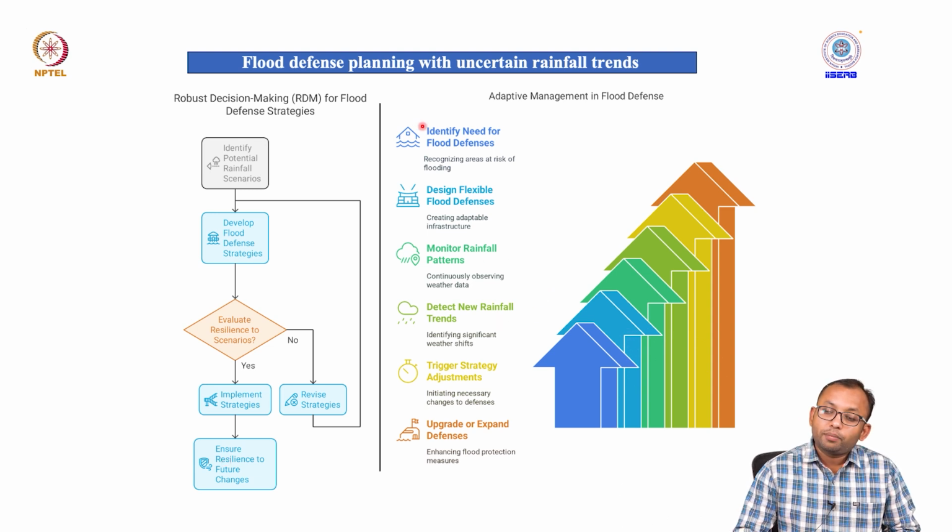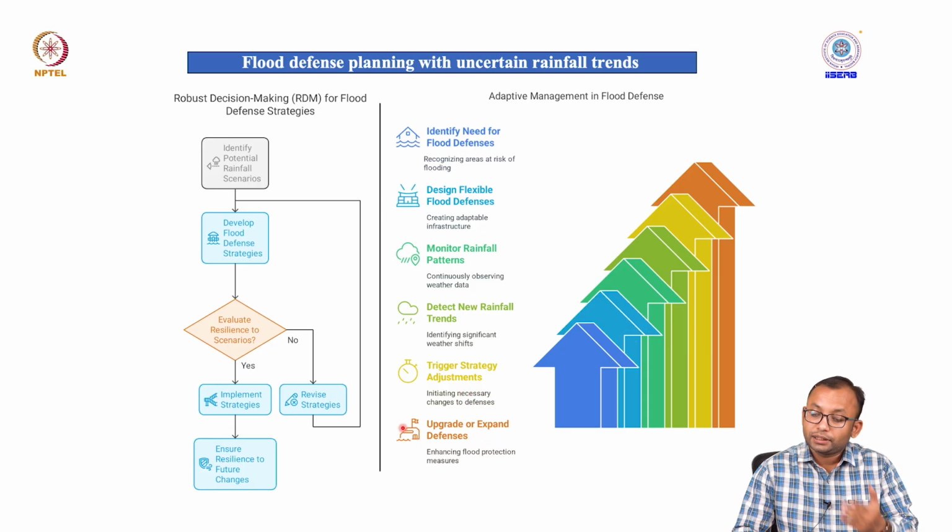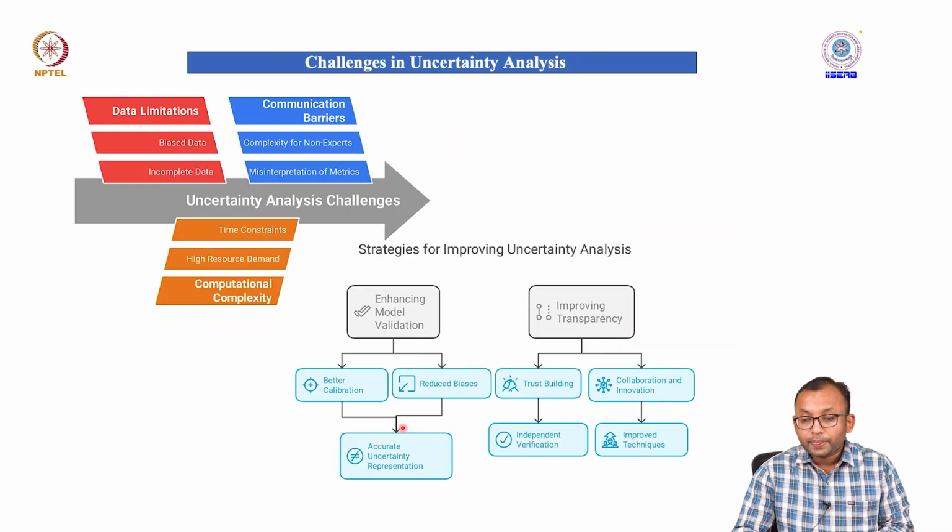Or maybe we can talk about, let us say, adaptive management in flood defense. We can identify the need for flood defenses. Then we can talk about designing flexible flood defenses, monitoring rainfall patterns, and detecting new rainfall trends. Then we can talk about trigger or strategy adjustment, and then we can upgrade or expand our defense system so that we can incorporate all these changes within the system as well.